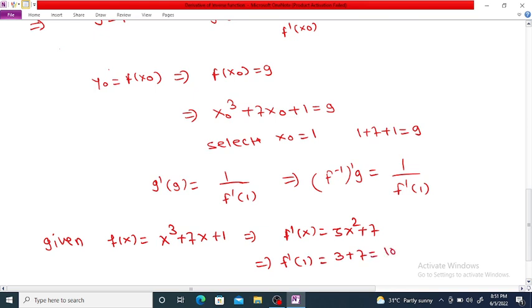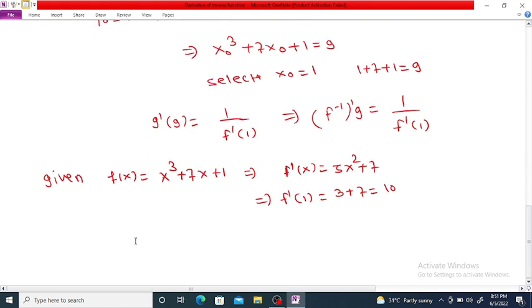10. And therefore f inverse dash, that is g dash of 9, is equal to 1 divided by f dash of 1, which is 1 divided by 10. So what is the answer here? It is equal to 1 by 10.